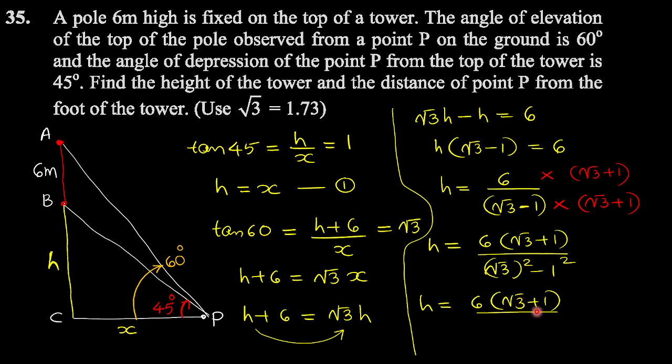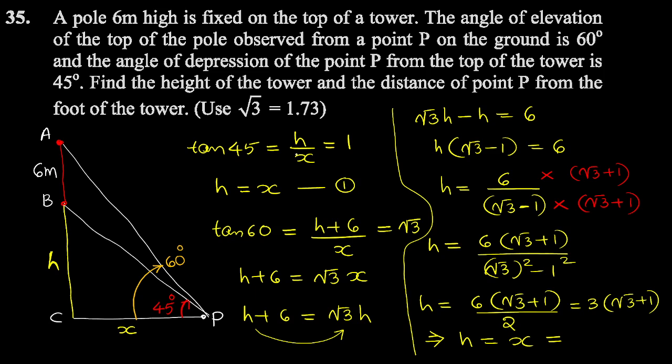Have you understood my step? Yes. 6 into root 3 plus 1, the denominator is 3 minus 1. Okay, 3 minus 1 is 2. So 3 into root 3 plus 1. So h and x both are the same thing, I told you already. h equal to x equal to 3 into root 3 plus 1.